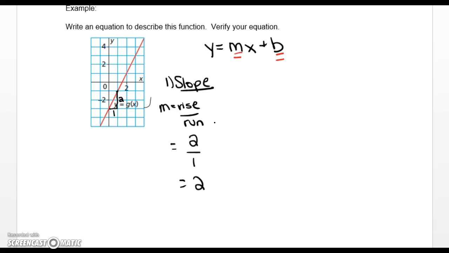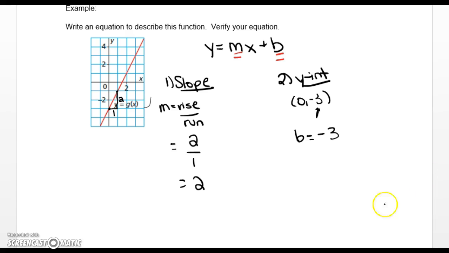Next we need to find the y-intercept, which is that b value. In this case, it's given on the graph, which makes our life very easy, because we just have to look at that value, which is -3. So your coordinate here is 0 and -3, and this y-coordinate is your b value. So b is equal to -3.